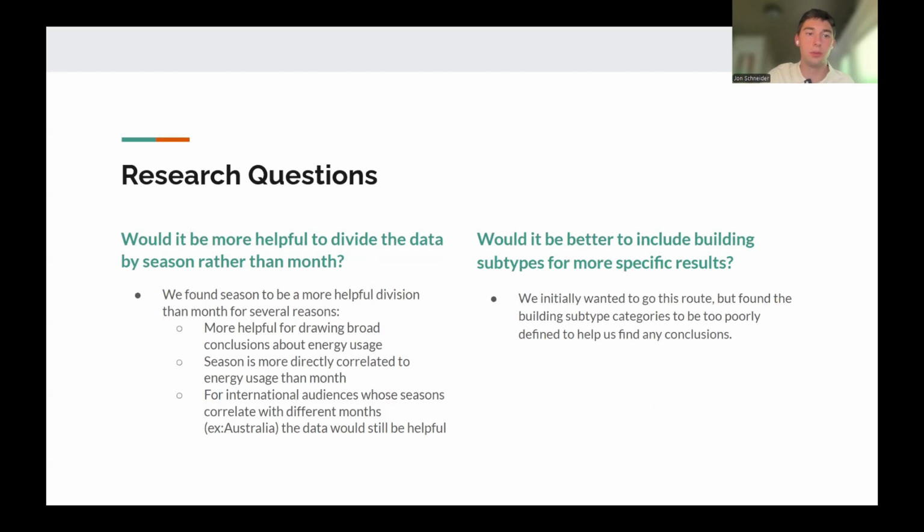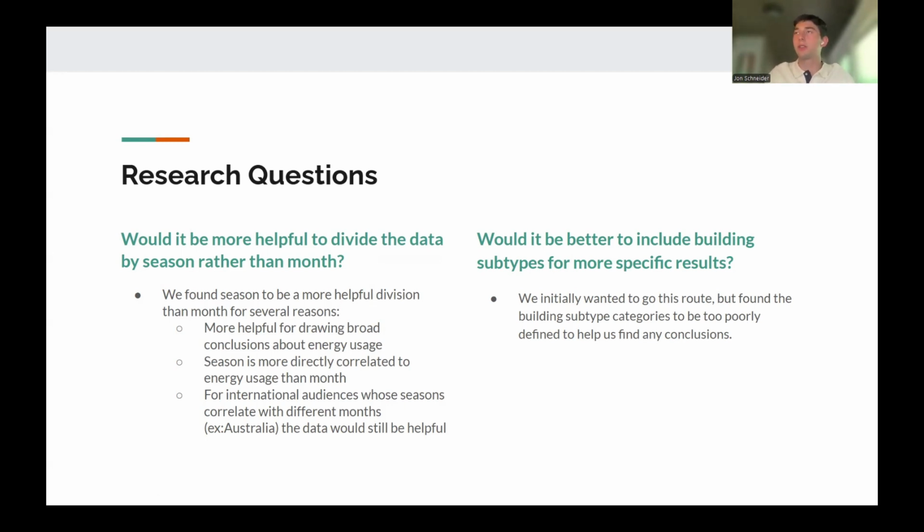So moving on to our research questions we went into this project with. We weren't sure if it would be more helpful to divide the data by season rather than month. And the reason we ended up going with season, as I kind of said before, there are several reasons. So one, we felt like it was more helpful for drawing broad conclusions about energy usage. Even if we did use months, I think the ultimate takeaway that people would have is that they would group them naturally by seasons anyway in their head. So we felt that in that way would be more helpful for decision making.